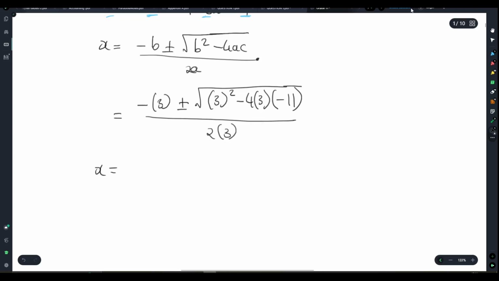A lot of students forget to round off. Please round off to 2 decimal places. Did you answer the question? The question said 1.5, which values of x is g of x equal to f of x? Yes, we did answer the question.